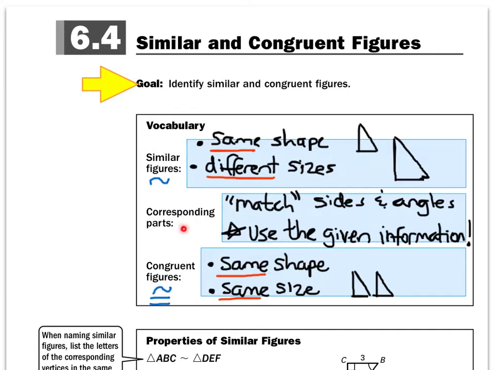And then corresponding parts is when we're going to match up the sides and the angles. And we're going to use the given information. I'll show you later what I'm talking about.